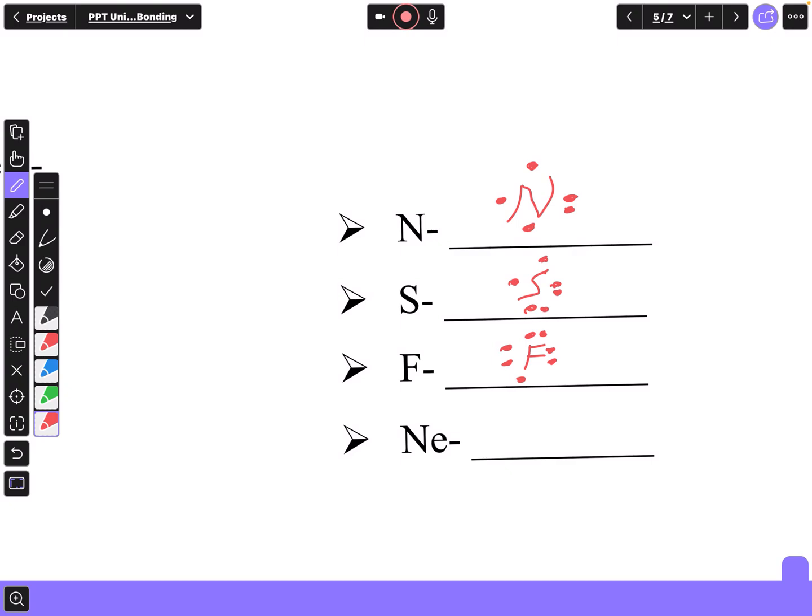And then last, neon. It's in group 18 or 8A, so it has 8 valence electrons. I'll show 2 of them on this side. And that just shows you there's nowhere else to put any dots around there. It's full, and so when we use these little dot structures to show how elements gain or lose electrons to fill their outer energy levels, this neon doesn't have any places left for electrons to go.